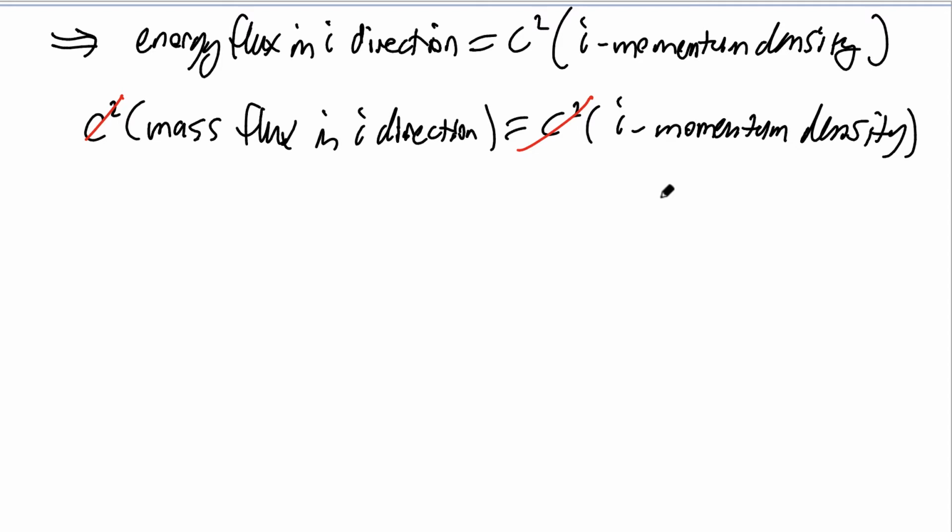So let me draw a picture from the perspective of the observer. So here's a surface that's perpendicular to the ith basis vector.